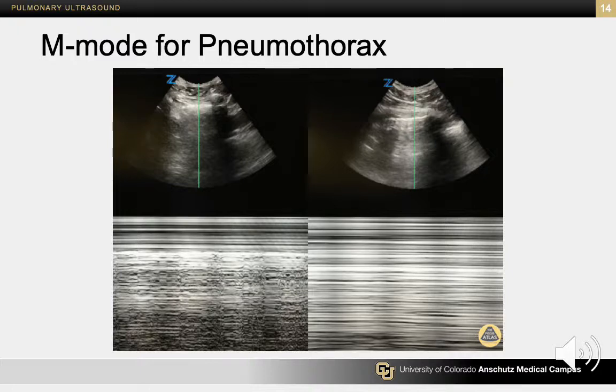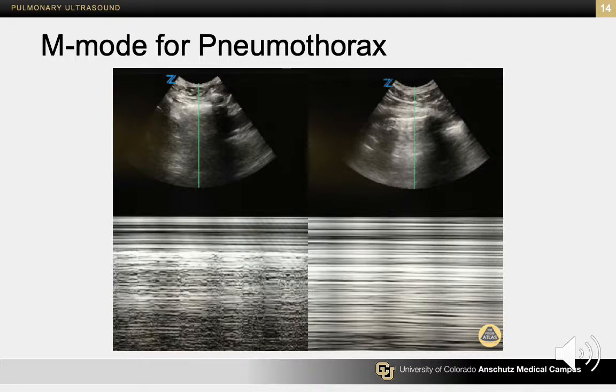On the left here, this is a normal image, and this is called the seashore sign. You've got what looks like sand down here, or the beach, and then you've got the waves of the ocean out here. So we're looking right at the seashore. These lines up here are indicative of no movement. The sand down here, this artifact from the M mode, is from the movement of the lung.